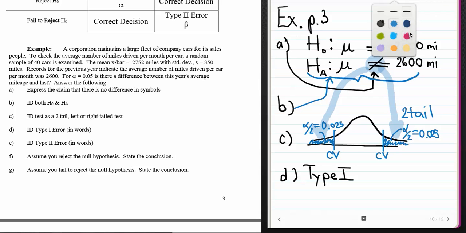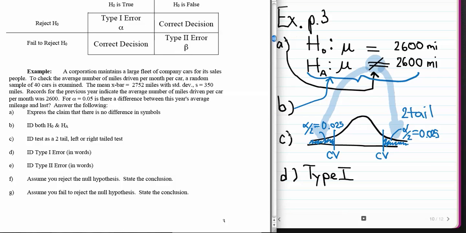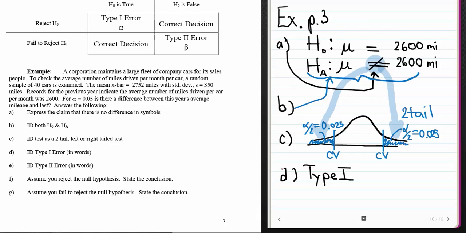Now the next thing that we want to do is write the type 1 error. So remember that a type 1 error is rejecting the null and accepting the alternative when the null is actually the correct decision. So here, we're going to say that the mileage is different from 2,600 miles when it is actually the same as in previous years, the 2,600 miles.